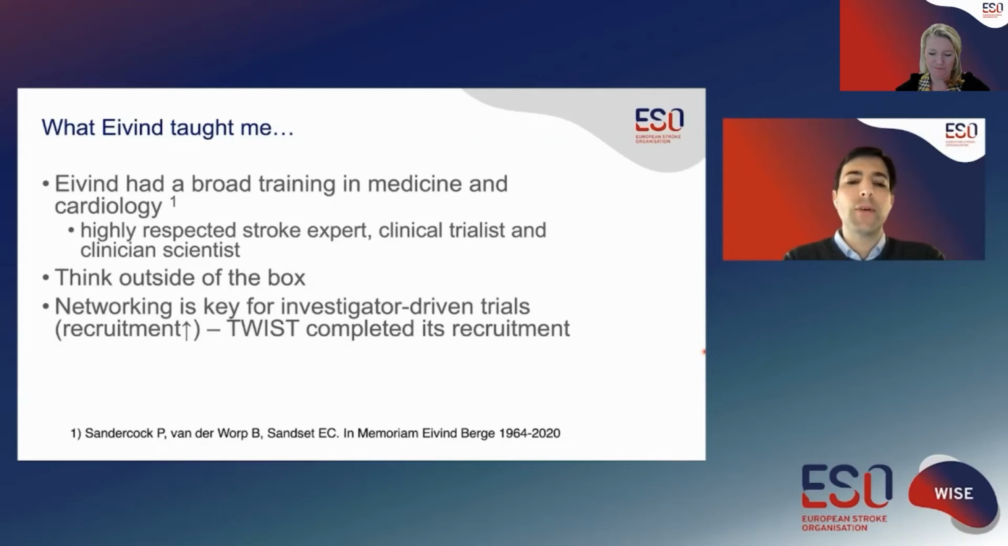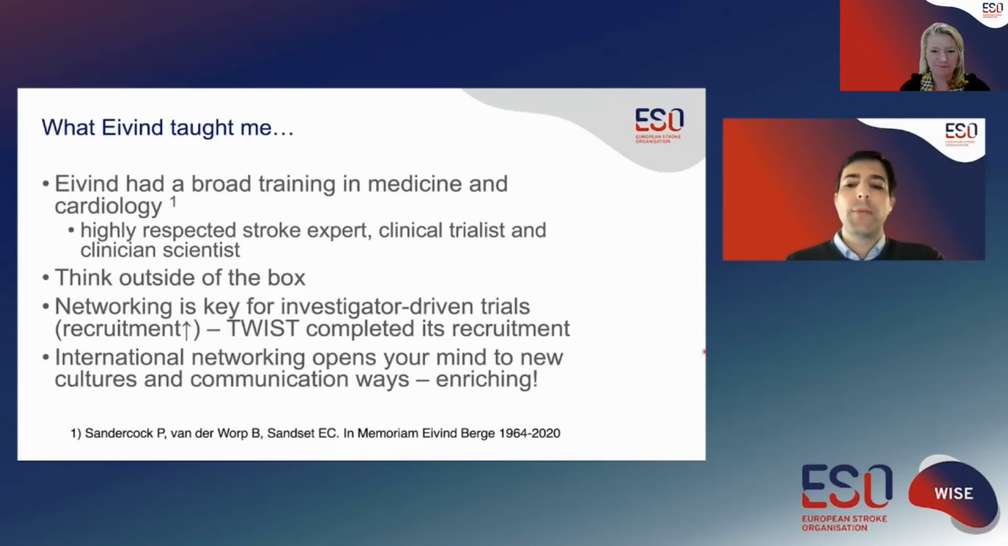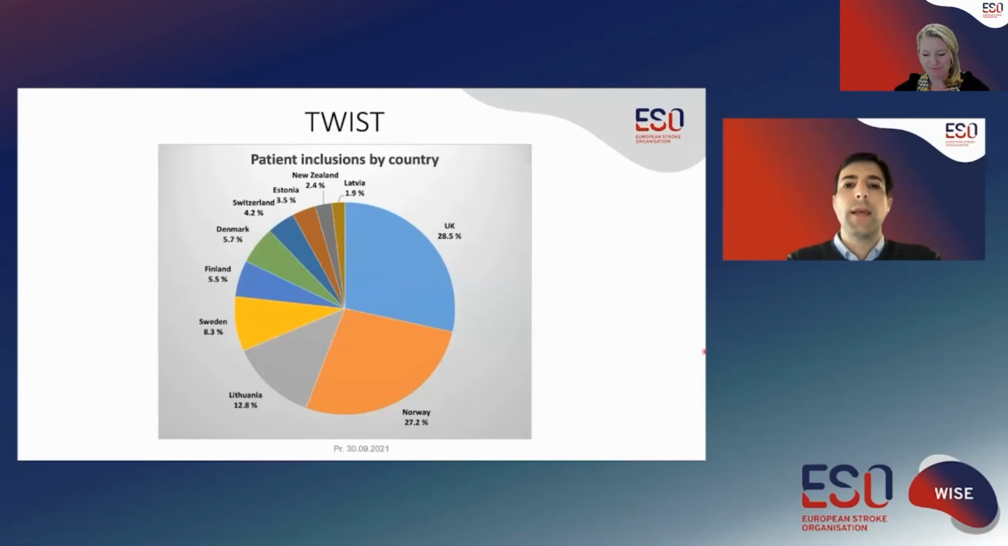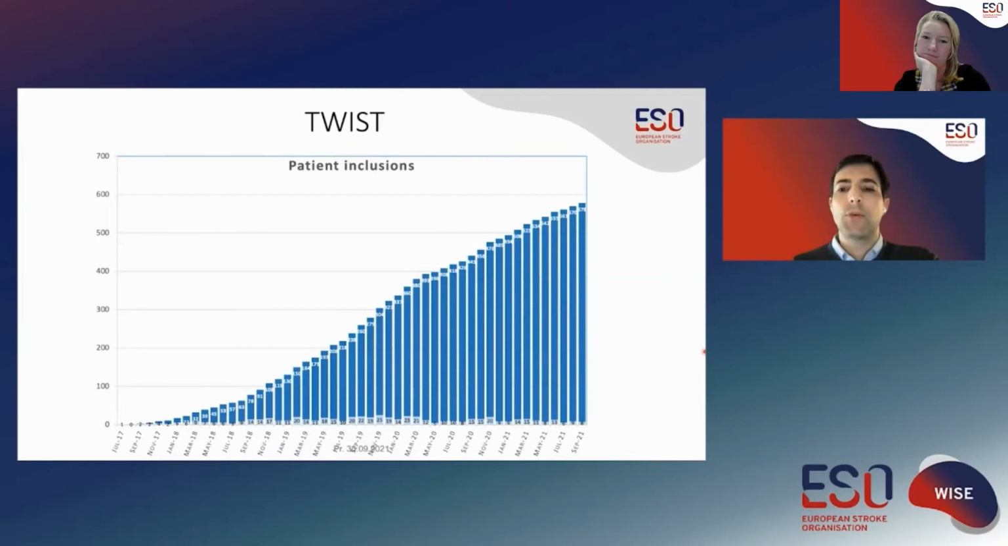Networking is also key for investigator-driven trials because networking stimulates recruitment. International networking opens your mind to new cultures and ways of communication. And here is the concrete result of this networking led by Eivind Berge, Elisif Mathiesis, and Melinda Rolsen. You can see that patients in TRIST were included from all over the world, from the UK to New Zealand. And the recruitment was successful despite the pandemic. The recruitment concluded at the end of September 2021.